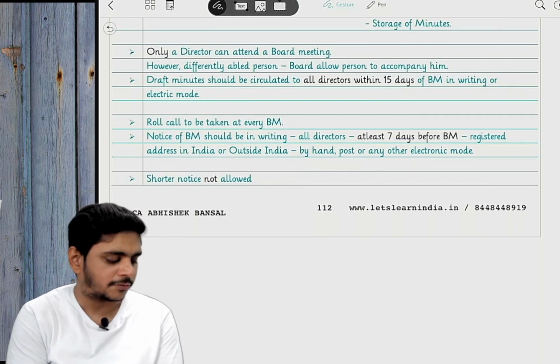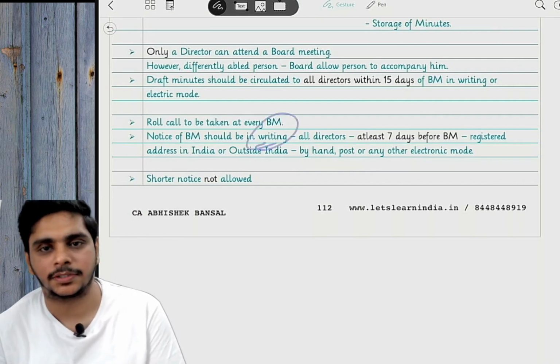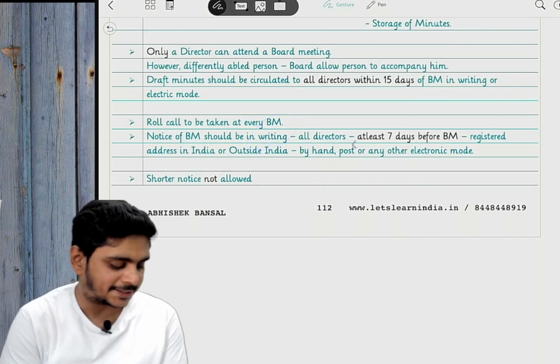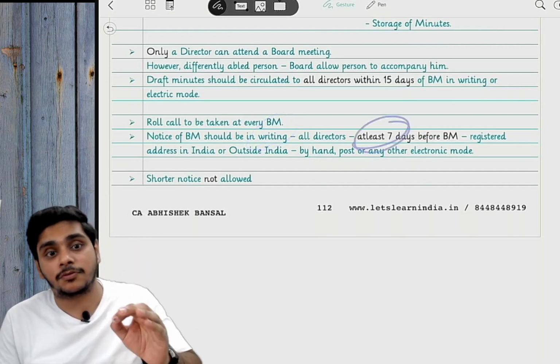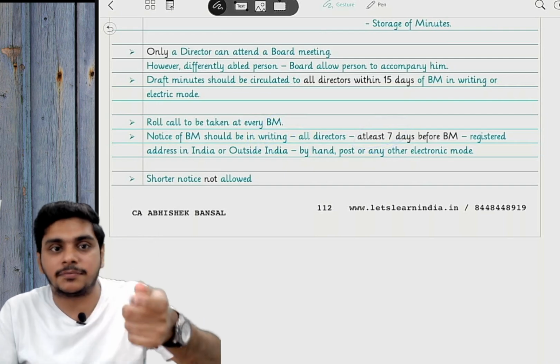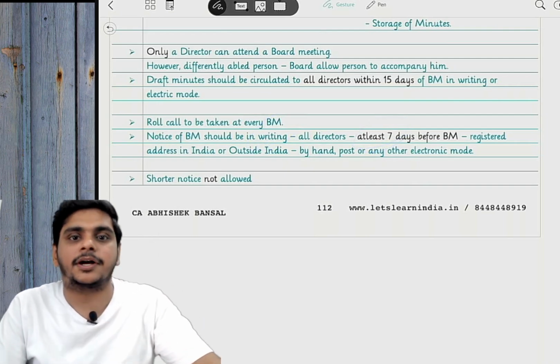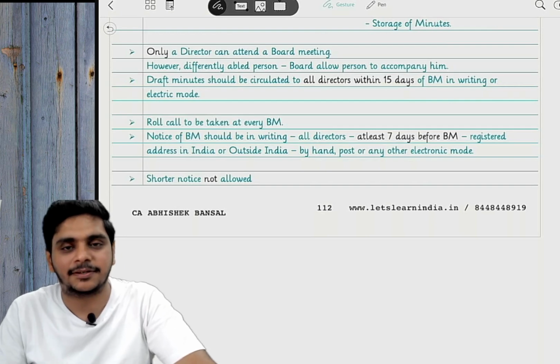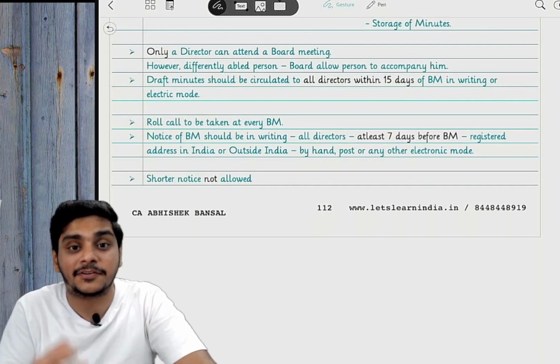Notice of board meeting should be given in writing to all the directors. How many days before? At least 7 days before the board meeting. If there is a meeting, you cannot just call the director and say come now, there's a meeting. You have to give them notice.